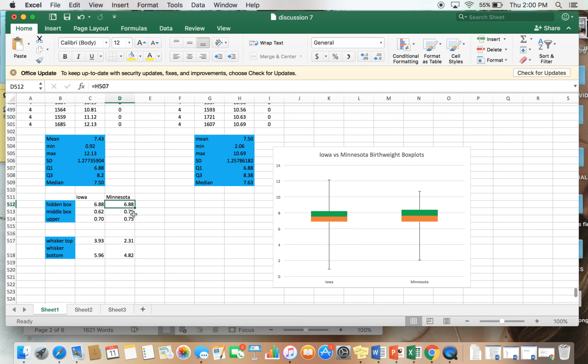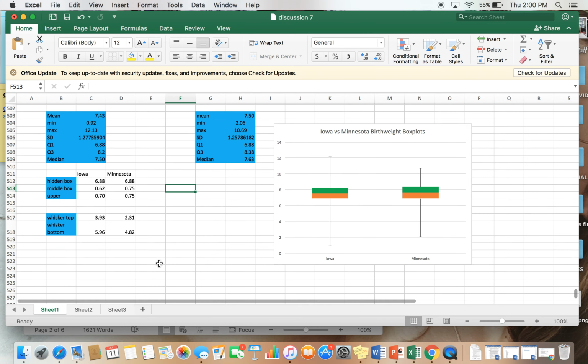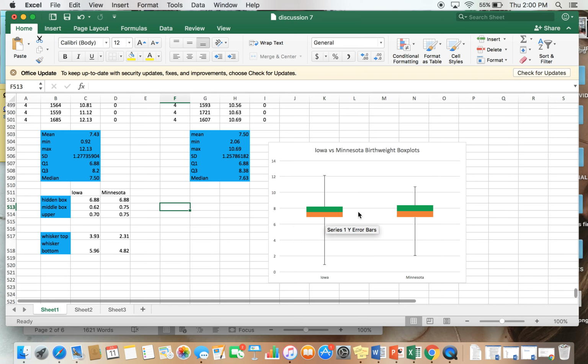And I did all of this by looking at a YouTube video. So if you need help making box plots, there are some nice YouTube videos out there. I made this box plot so we could really look at the difference between Minnesota and Iowa. As you can see, this is Minnesota and this is Iowa. They look pretty similar, just in terms of where their median and their average actually are.